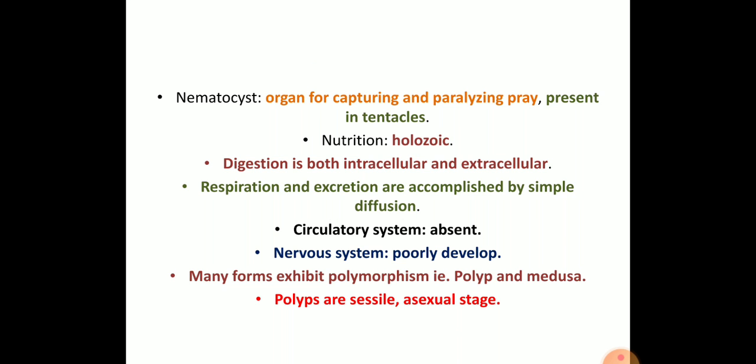Next, the organs for capturing: as I said, they have several tentacles which help in defending and also in killing or paralyzing prey. They have different types of tentacles, and nutrition is holozoic. Digestion occurs both intracellularly and extracellularly. Respiration and excretion are accomplished by simple diffusion, since they live in water. The circulatory system is absent. The nervous system is comparatively very poorly developed, and they show polymorphism, that is polyp and medusa.